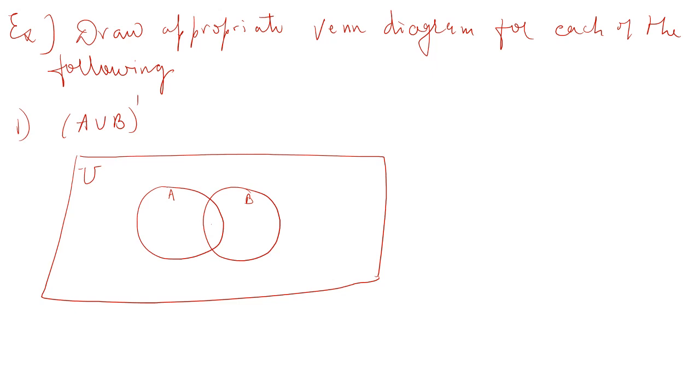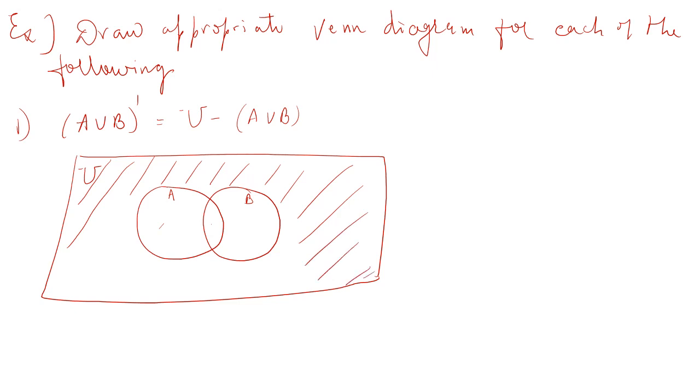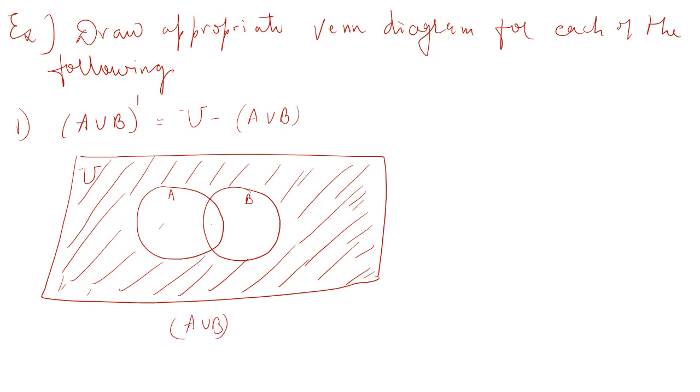We need here A union B whole complement. So what is the meaning of A union B whole complement? U minus A union B. So U is the total rectangle. In that, A union B if you subtract, what remains is the shaded part, excluding both the circles. Don't include both the circles. This is called A union B whole complement.